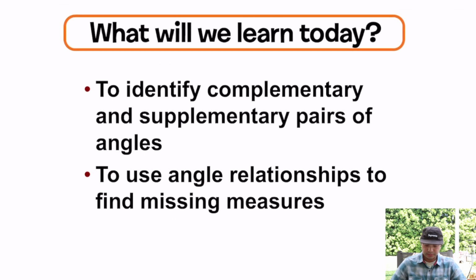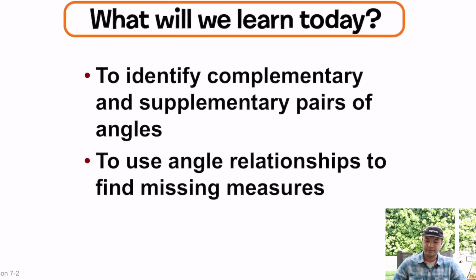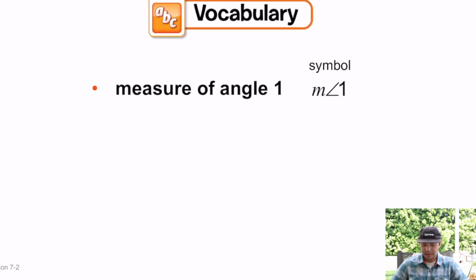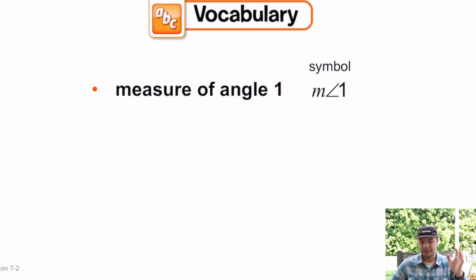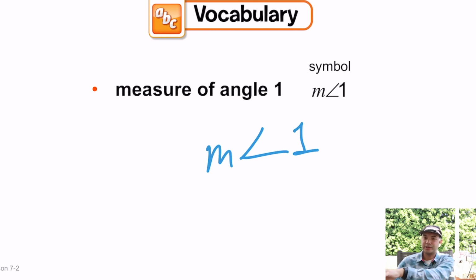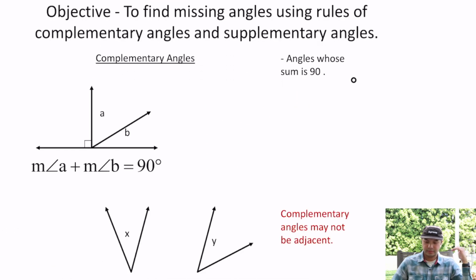Alright, so we're going to identify complementary and supplementary pairs of angles and use angle relationships to find those missing measures. Before we even go through anything, vocabulary here: measure of angle 1. That's naming the angle, saying, oh hey, this is angle 1. Putting the M there means that's the measure of angle 1. So it's not talking about the actual physical angle, it's talking about, oh, that's 30 degrees or 45 degrees. The first part that we're going to do is to find missing angles using rules of complementary and supplementary angles.